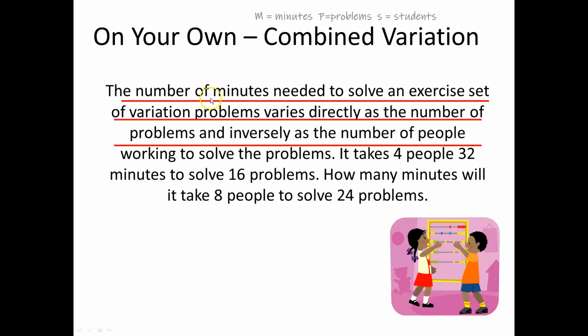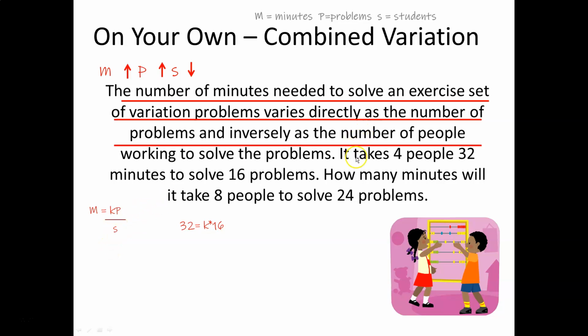So I broke it into minutes, M, varies directly as the number of problems, P, and inversely as the number of people. Being that math problems don't usually walk up to you on the street, I'm going to assume those people are students. Okay? So it's M goes up, P goes up, S goes down. Pause the video, see if you can figure it out. So that's how we write our formula. M equals K times big P over S.